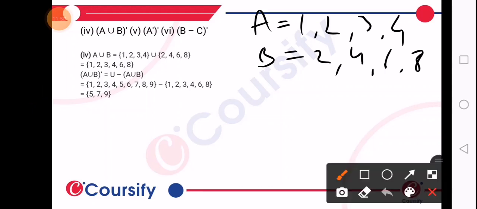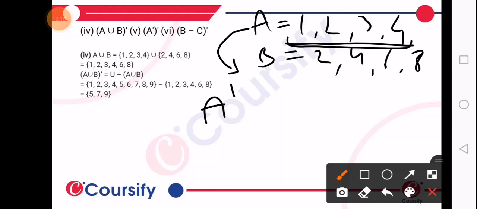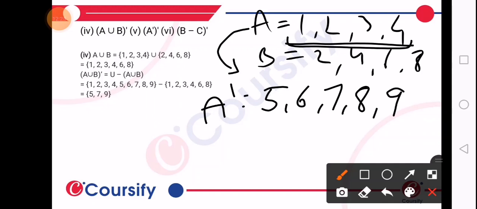Next, we have a complement's complement. Now, when we solve a complement of a set, let's say for example set A, we simply take out the given set of elements from the universal set. Now, if I remove these 4 elements from the universal set, we are left with a complement, that is 5 6 7 8 and 9.